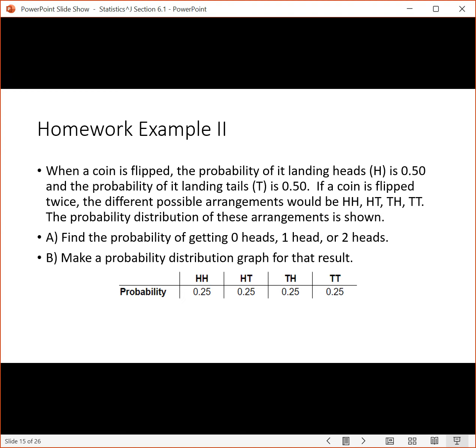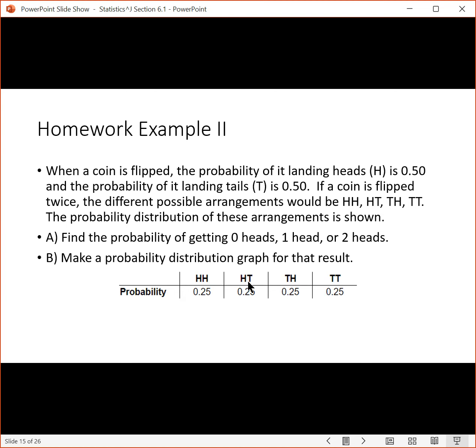Okay, so we can go through and come up with the answer to that just by looking at our probability distribution here. So 0 heads, which one has 0 heads? That would be this one. There's only one of those, right? All these other ones do have heads. So we only have one case where we get 0 heads. And so the probability of getting 0 heads is going to be the probability that's listed there. That's going to be 0.25 or 25%.